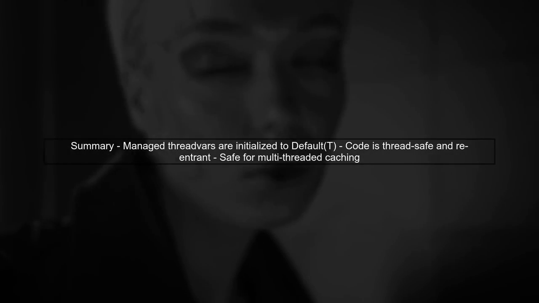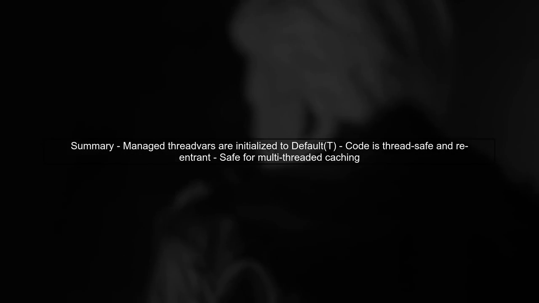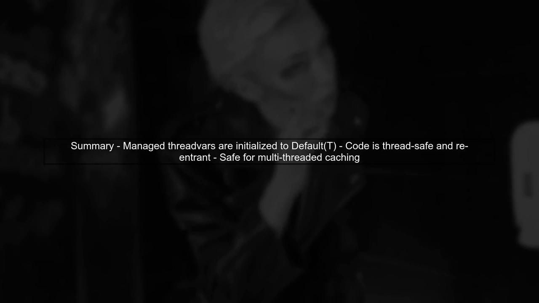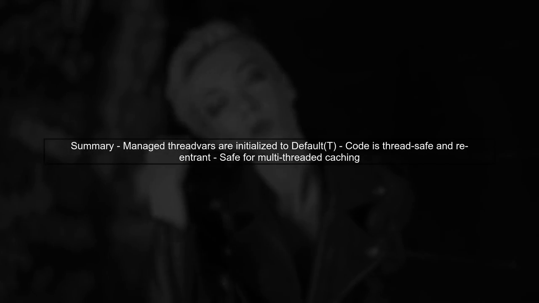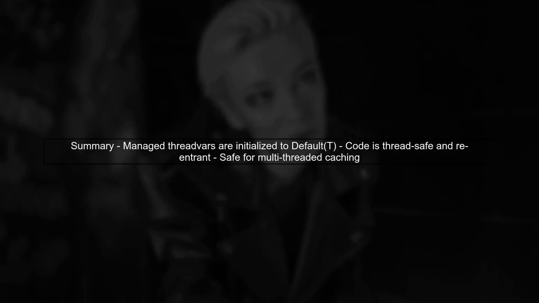Regarding your second question about whether the code is fully thread safe and reentrant, the answer is yes. Since each thread has its own previous variable, there is no risk of data corruption between threads. In summary, your use of Threadvar is indeed thread safe, and you can confidently use it for caching data in a multi-threaded environment.